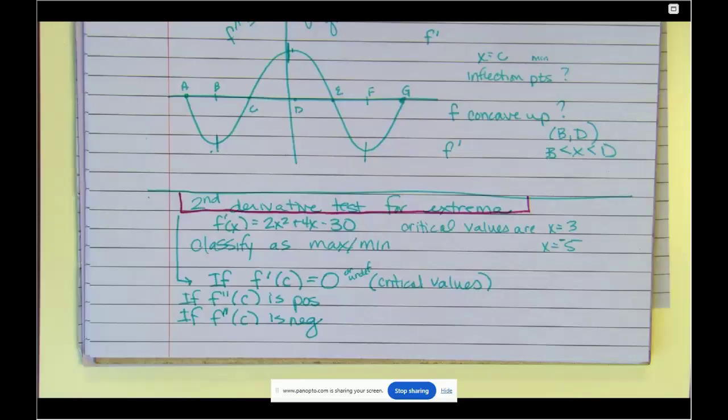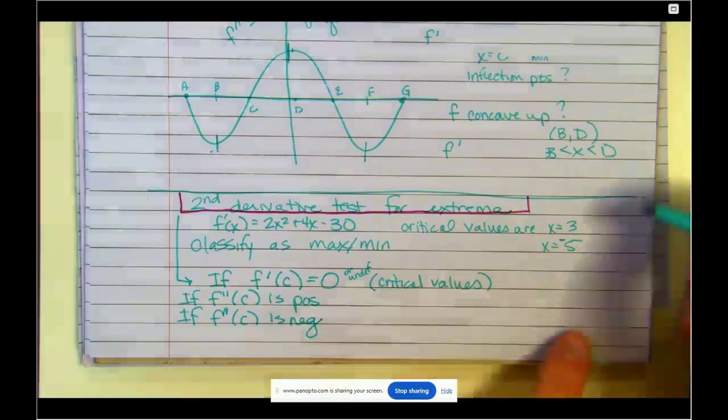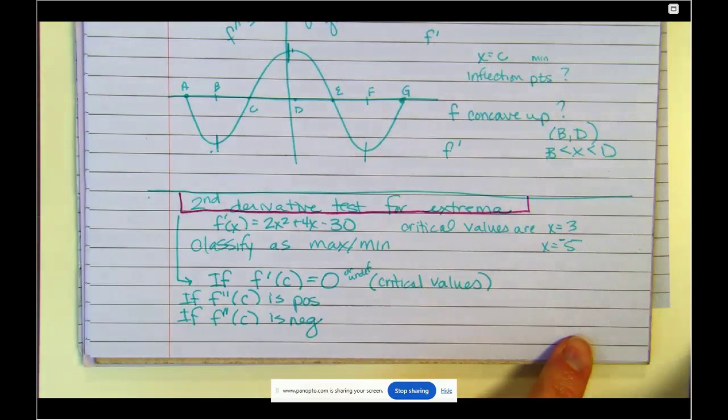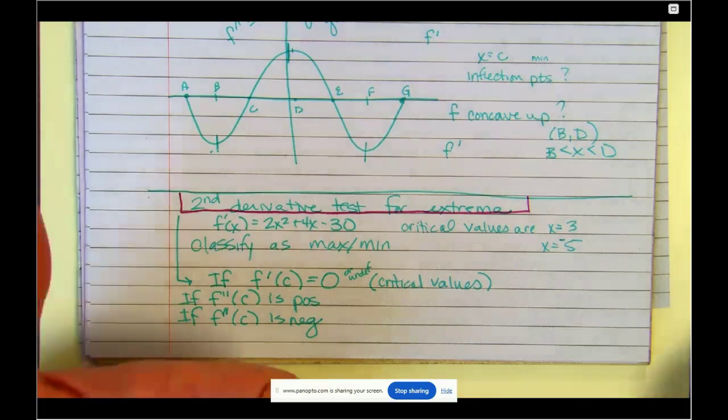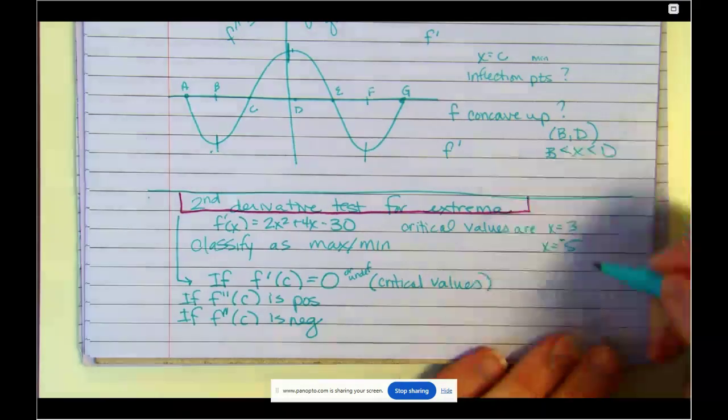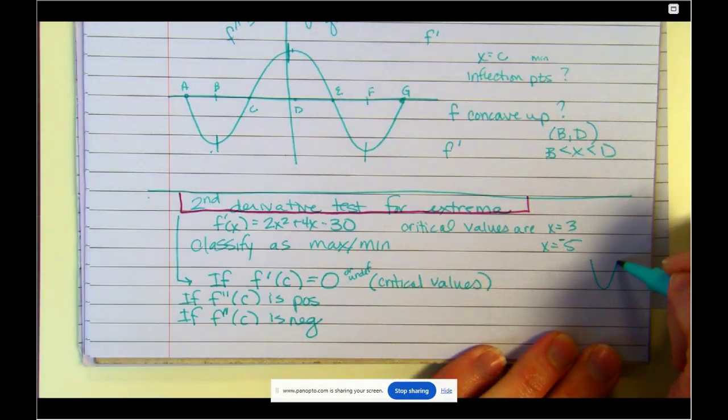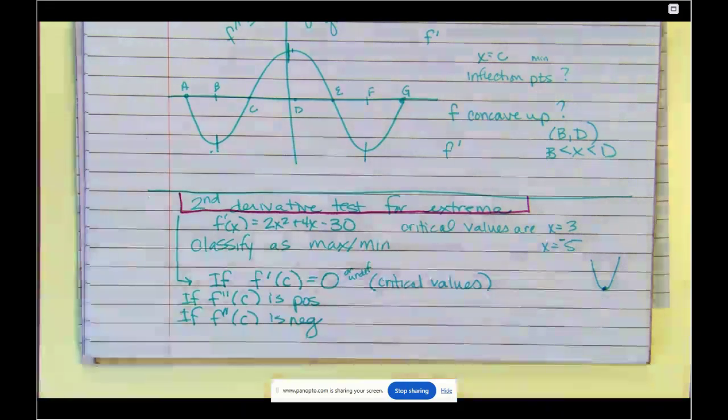Okay, so this could either be a maximum or a minimum, right, at x equals 3 and x equals -5. We don't know at this point. Our job is to figure out what it is. So if I were to have a minimum at x equals 3, is that concave up or is it concave down? It's concave up. A minimum value is concave up.